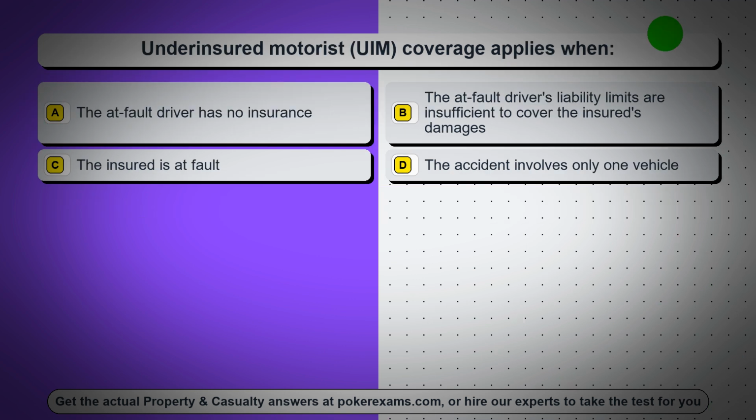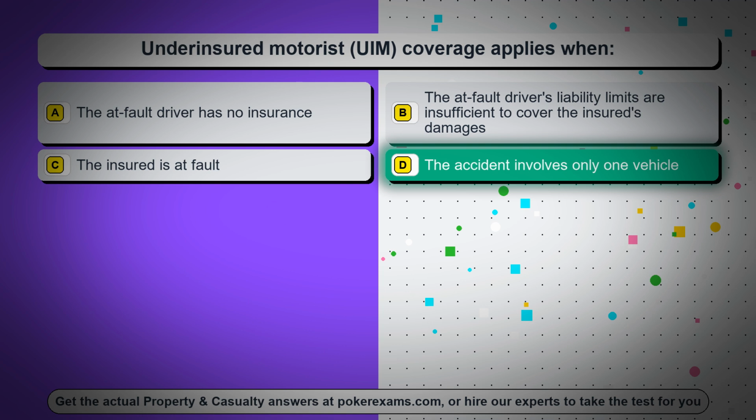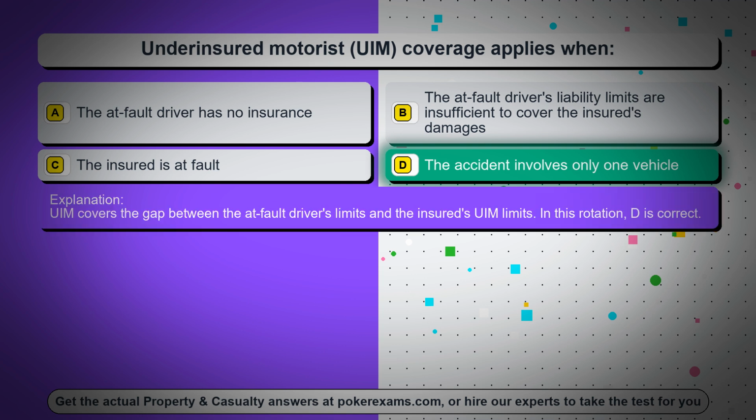Question 4. Underinsured motorist, UIM, coverage applies when Option A, the at-fault driver has no insurance, Option B, the at-fault driver's liability limits are insufficient to cover the insured's damages, Option C, the insured is at fault, Option D, the accident involves only one vehicle. The correct answer is Option D, the accident involves only one vehicle. UIM covers the gap between the at-fault driver's limits and the insured's UIM limits. In this rotation, D is correct.